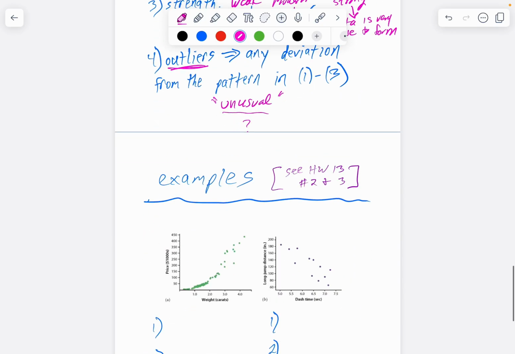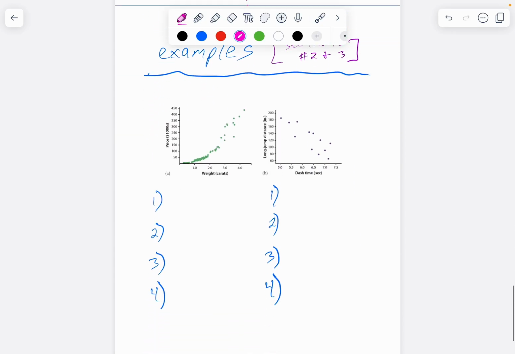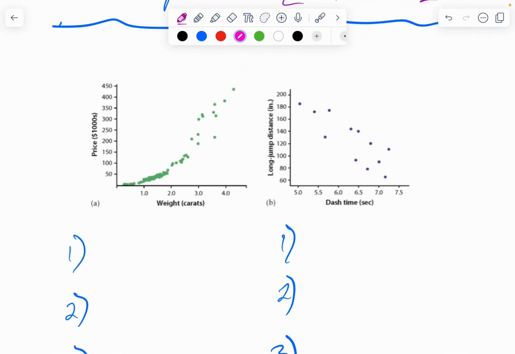Okay. So here's a couple of examples of scatter plots. Back to the one we started with, over here on the left, we're looking at the relationship between the weight of a diamond measured in carats and the price measured in thousands of dollars. So what we see in these dots is a relationship that has that sort of association to it.